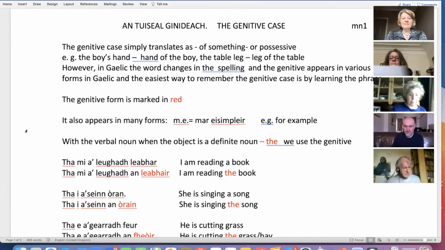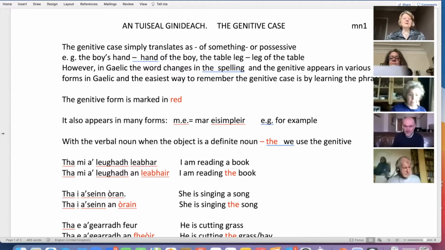We're going to try and learn about the genitive case, which can be quite complex in some ways, but there are various forms, and so we'll just do 2 or 3 forms today. The genitive case or the possessive case is simply of something you're possessing, like the boy's hand being the hand of the boy, the table leg, leg of the table, etc.